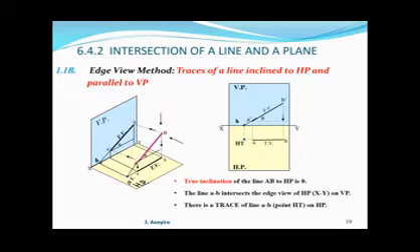Now, let's look at the figure on the right side. For the top view, if you extend the line AB in any direction, it never intersects XY. Therefore, it does not intersect the vertical plane. That is the edge view of the vertical plane. So there is no trace on the vertical plane.